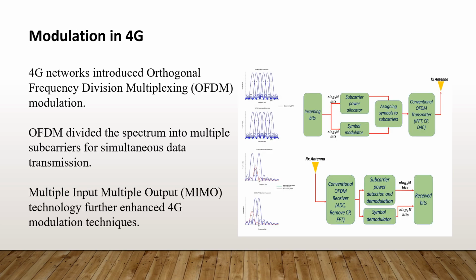Modulation in 4G. 4G networks introduced orthogonal frequency division multiplexing modulation. OFDM divided the spectrum into multiple subcarriers for simultaneous data transmission. Multiple input, multiple output, MIMO technique further enhanced 4G modulation techniques.